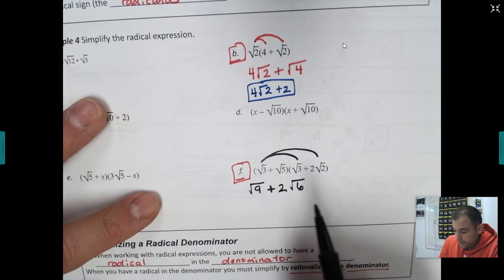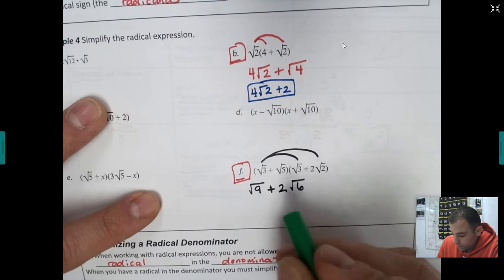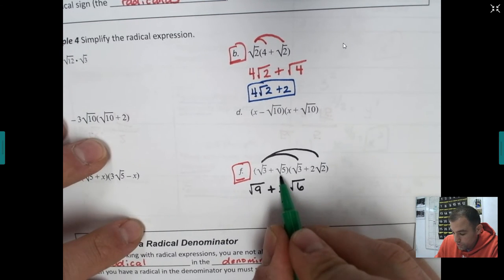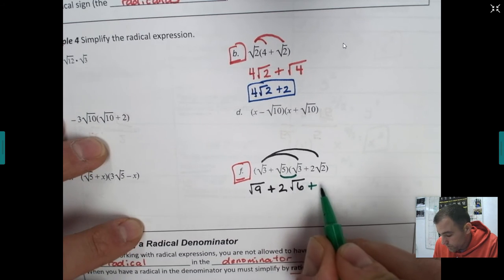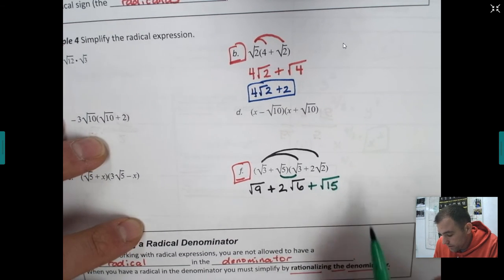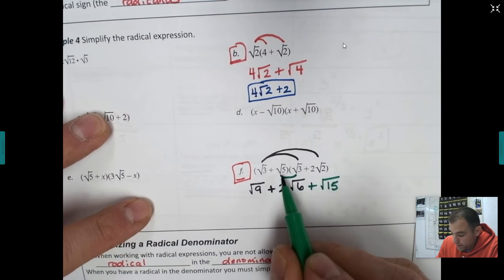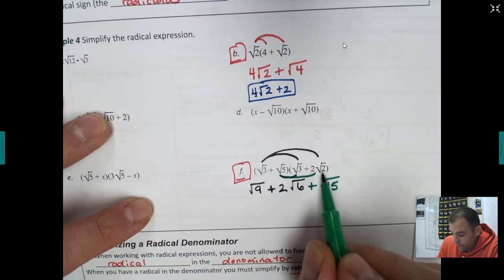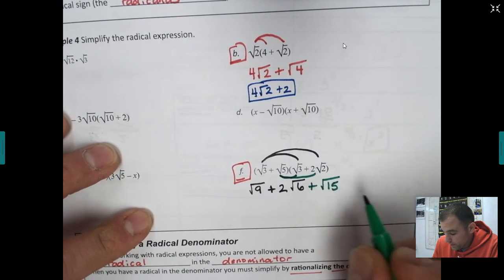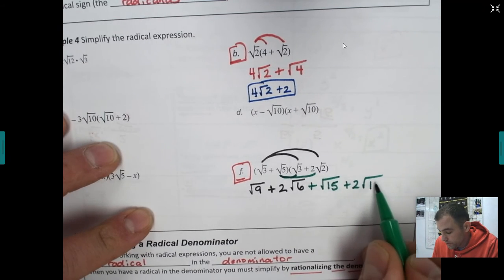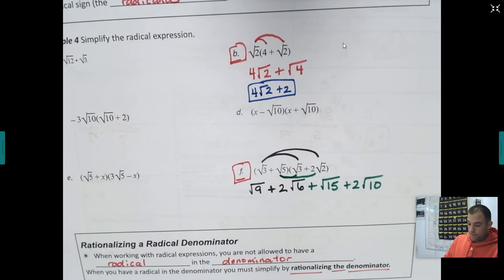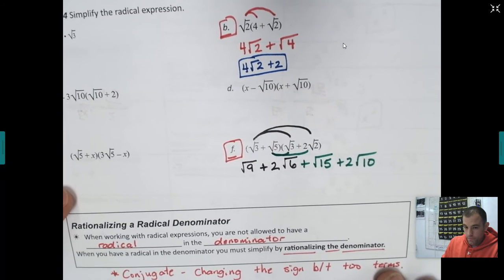All right. Now we're going to do the middle 2. So square root of 5 times square root of 3. I can multiply those because they're both inside. Square root of 15. And then do the last one. Square root of 5 times 2 square root of 2. The 2 stays in front, and I can multiply the 5 and the 2. So I get 10. And so here we are.